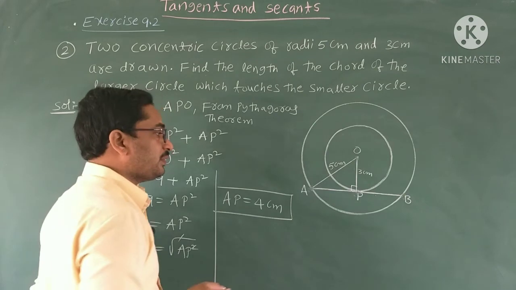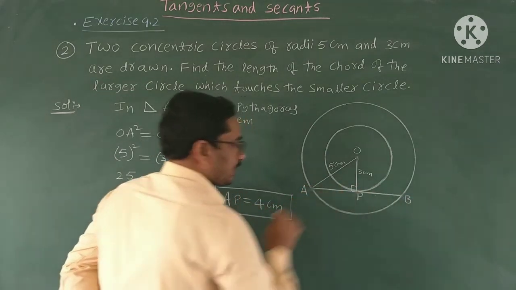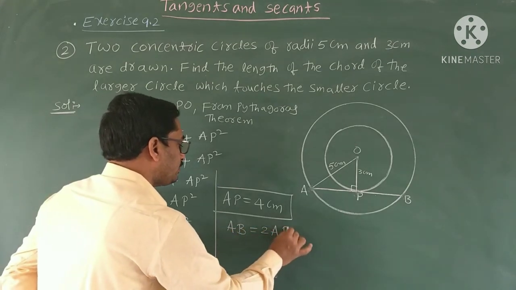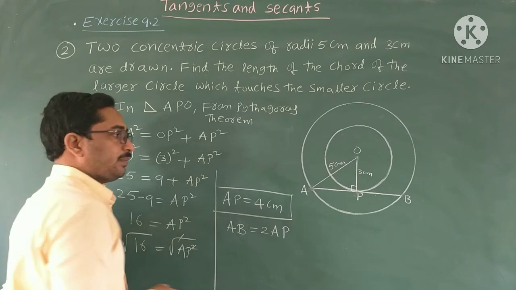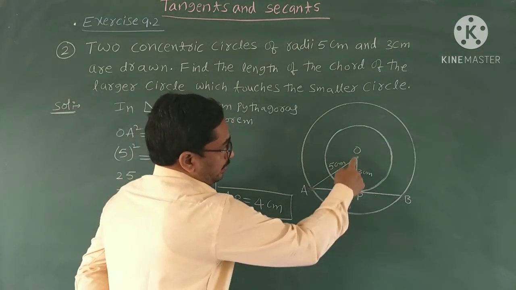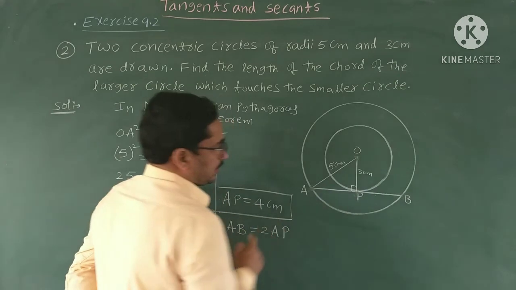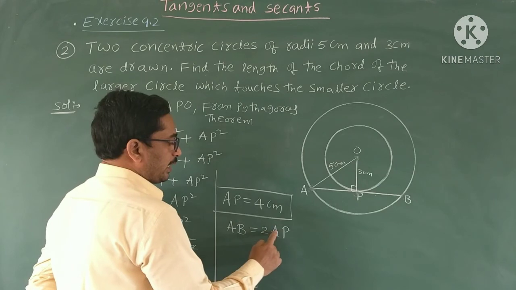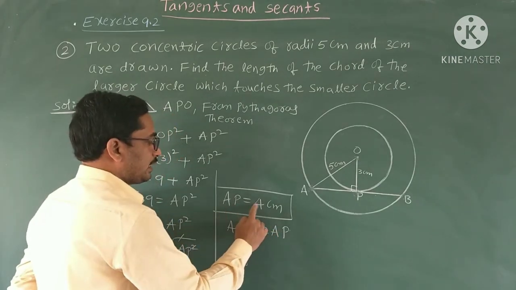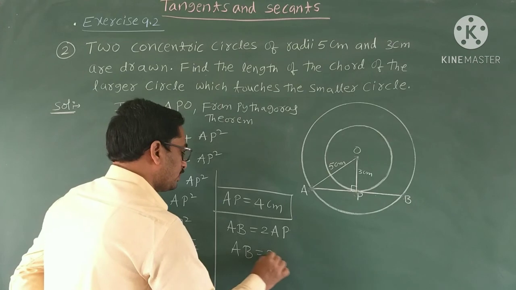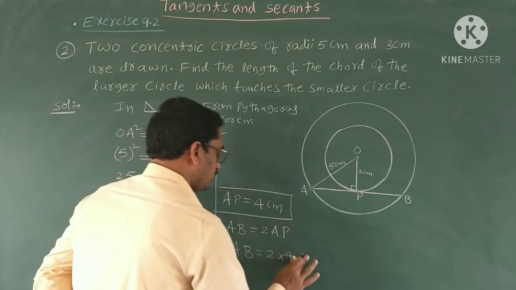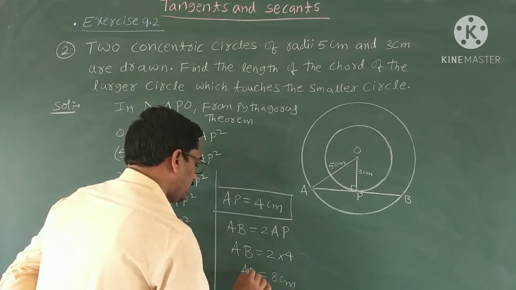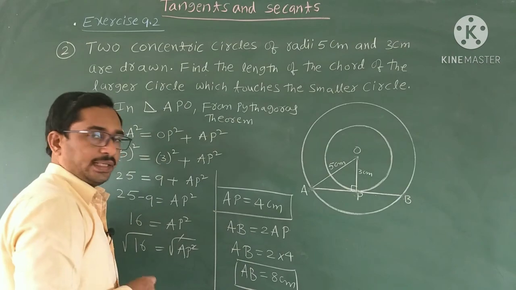But we need to find the length of the chord AB. So AB equals 2 times AP, because OP is the bisector of chord AB. So the complete length AB is equal to 2 times the length of AP. So AB equals 2 into 4, which is 8. So the length of the chord AB equals 8 centimeters.